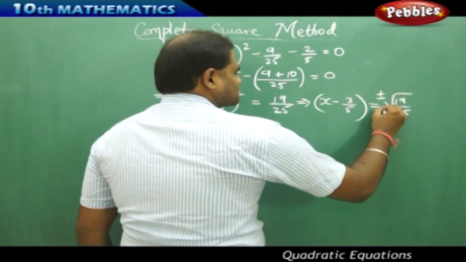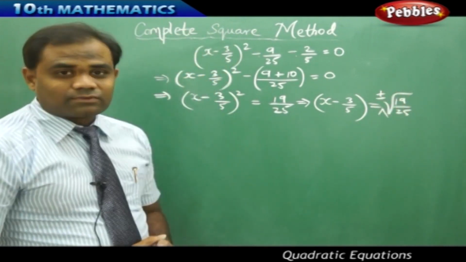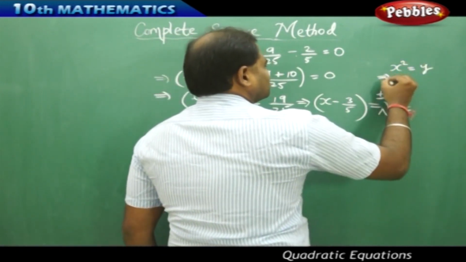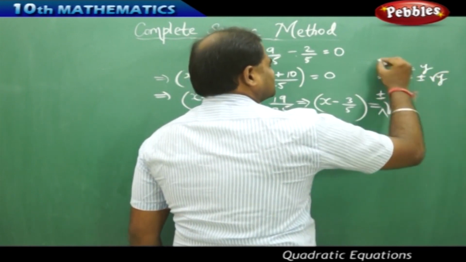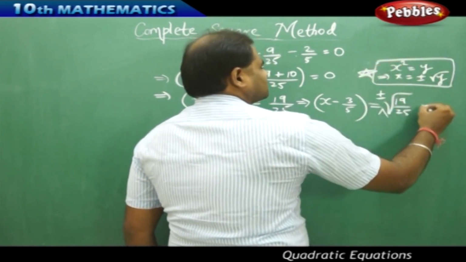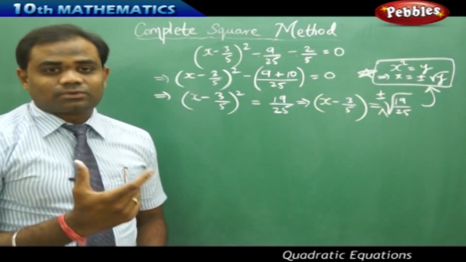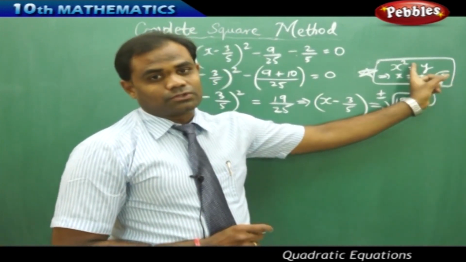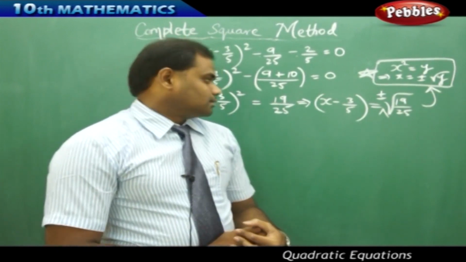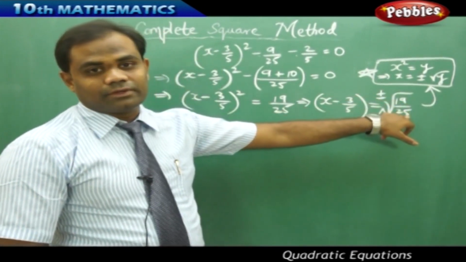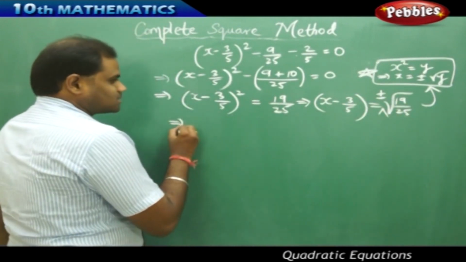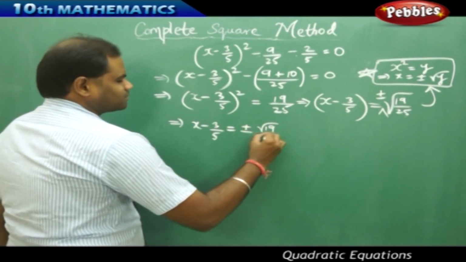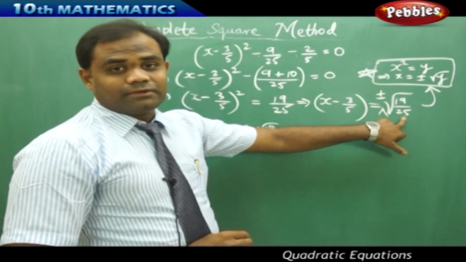Of course, I get plus or minus out here, because when x squared is y, x is plus or minus root y. Remember, x squared equal to y implies x equals plus or minus root y, is a very important formula out here. When x squared is y, x is not just root y, but it is plus or minus root y. Even the minus sign holds true along with the plus sign of root y. Therefore, I get plus or minus root 19 over 25. Simplifying this, I get x minus 3 over 5 is equal to plus or minus root 19 by root 25, which is 5.